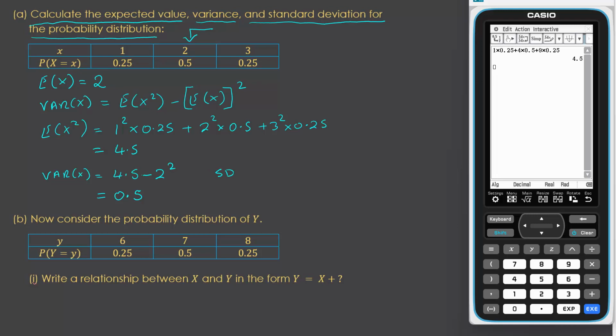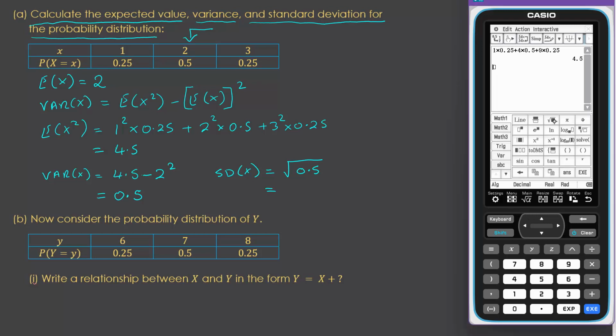The standard deviation of x then is the square root of 0.5. And let's just quickly calculate that. And that's going to be about 0.707, if we just go to 3dp. Okay, so we've got those results.